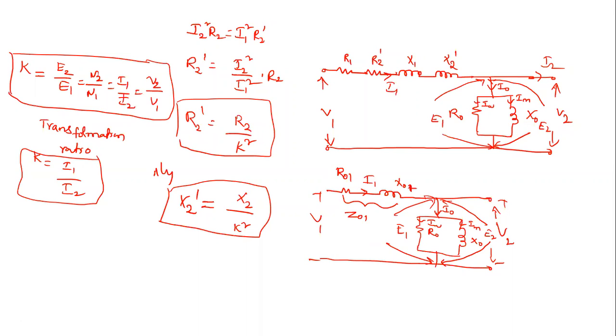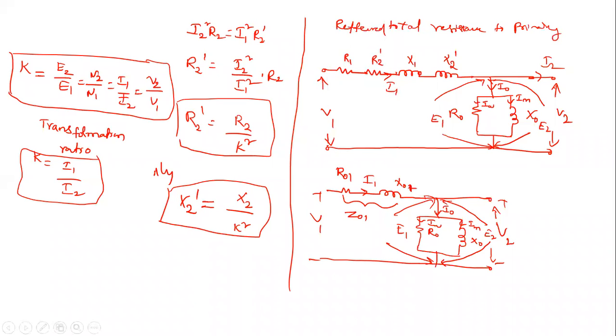Now, your task is to refer the primary resistance to the secondary side and get an equivalent circuit. As we have done, referring secondary to the primary, the total resistance is referred to the primary side. Similarly, you can refer the total resistance of the transformer to the secondary.